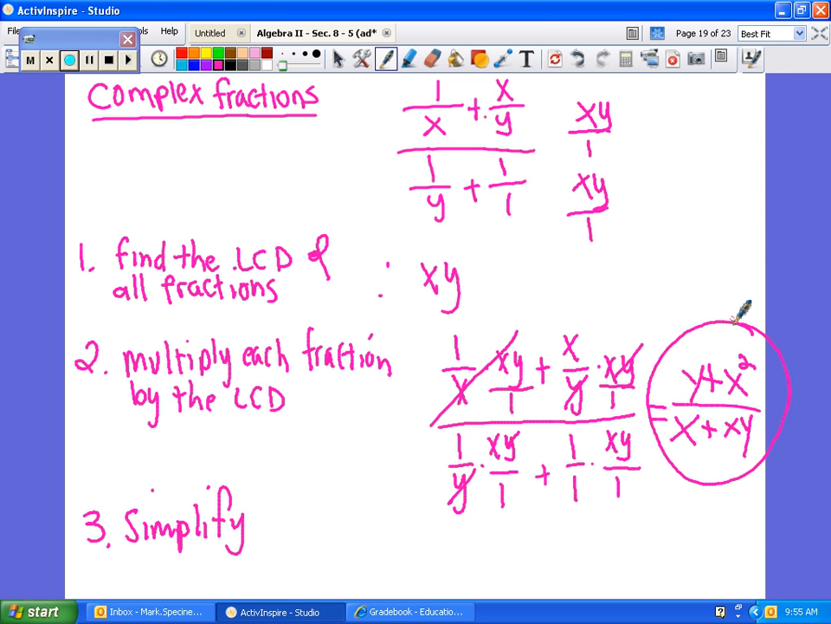And that's actually the end of the problem. We've simplified it as much as we can simplify.